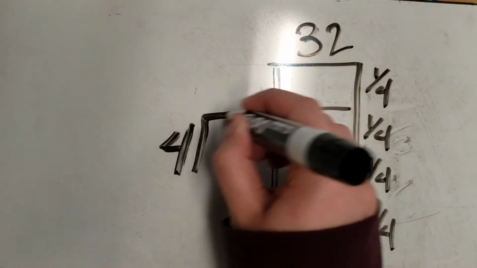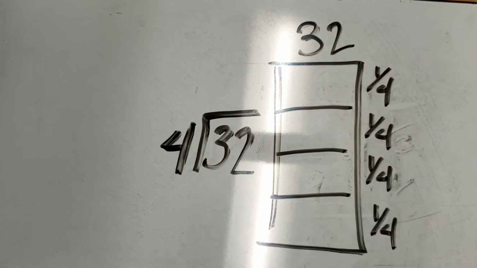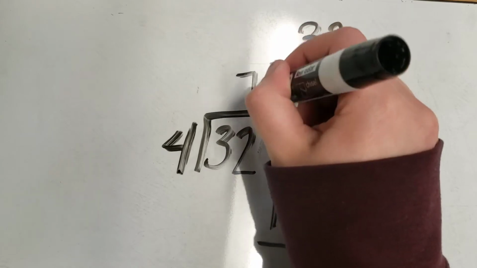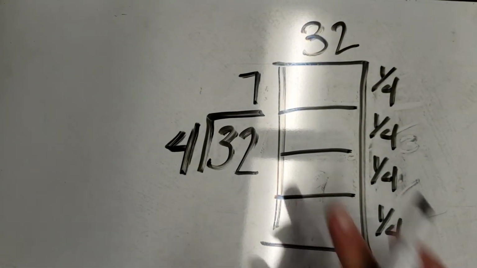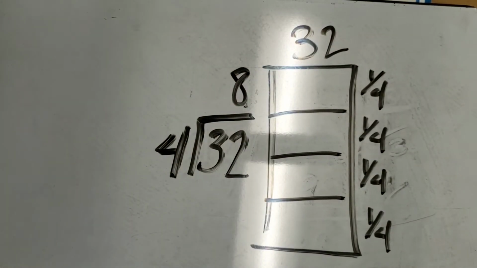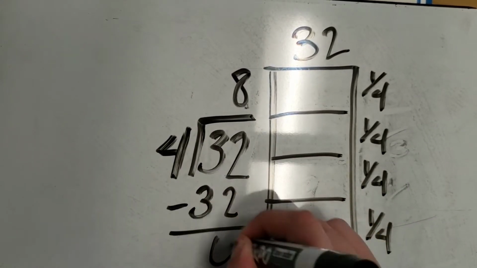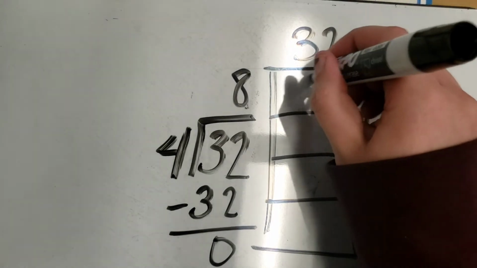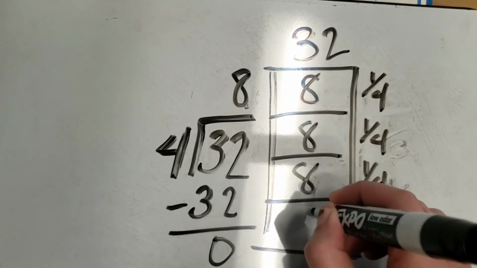So 32. 4 goes into 32 8 times. I thought it was 7, and I just had to check. 8 times, sorry. So 4 times 8 is 32. So 1/4 of 32 is 8.